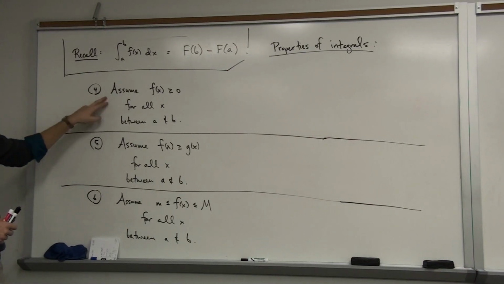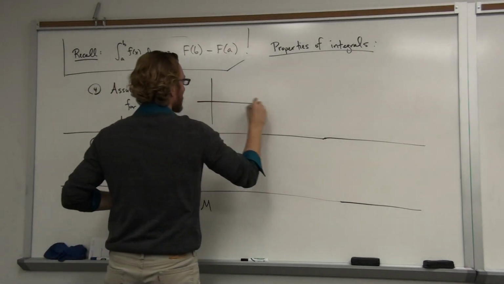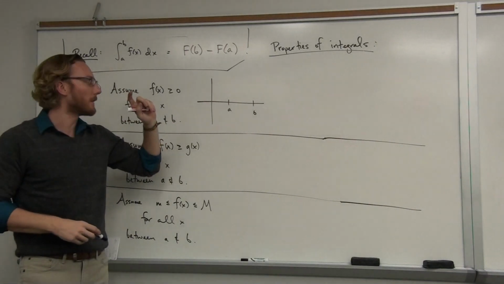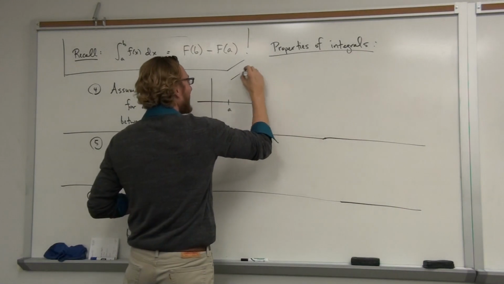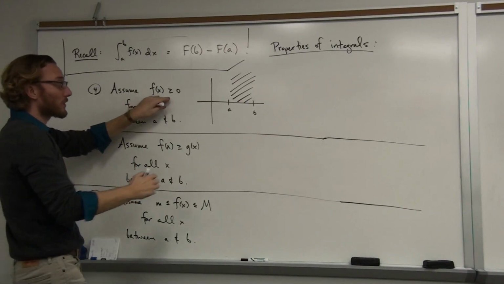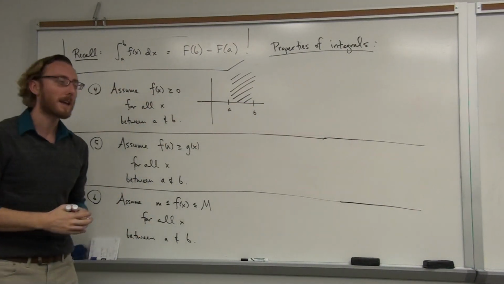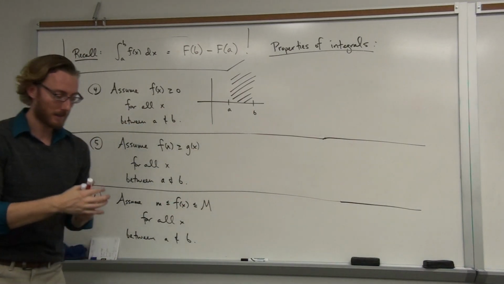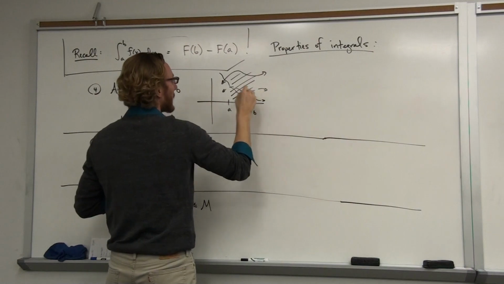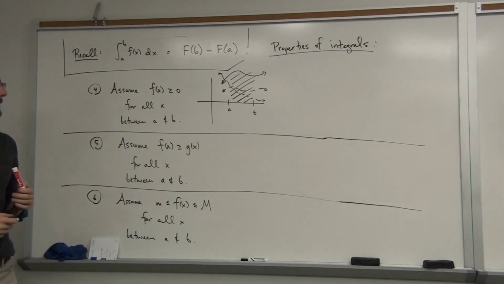We've got, assume a function has values greater than or equal to zero for all x between a and b. Let's think about what this means. Here's a, here's b. Our function has values greater than or equal to zero. That means our function, if anything, lives above the x-axis. Now maybe, worst case scenario, the function is zero all the way across. But if the function has a value greater than or equal to zero everywhere between a and b, the function is certainly not below the axis. So maybe the function is up here like so, maybe it's down here like so, maybe it's coming in like so, but what we know for sure is that the function never dips below the x-axis.